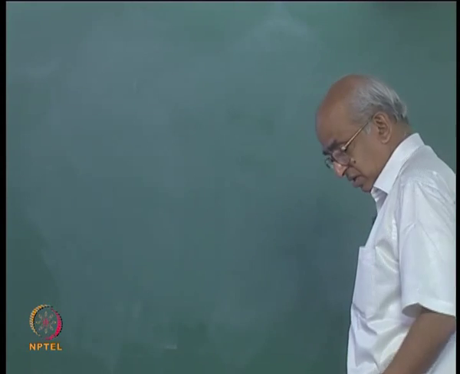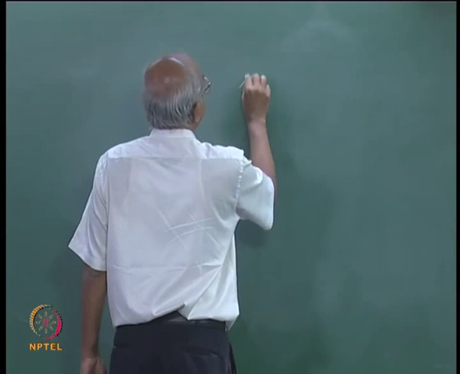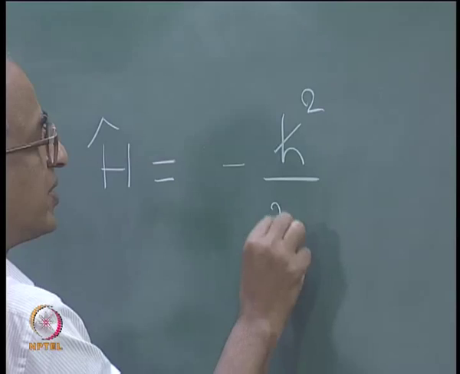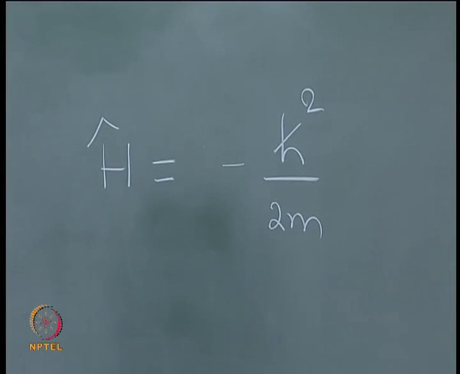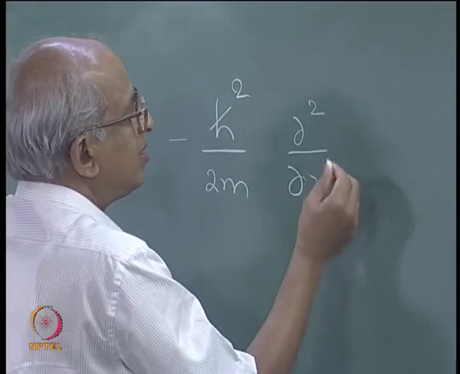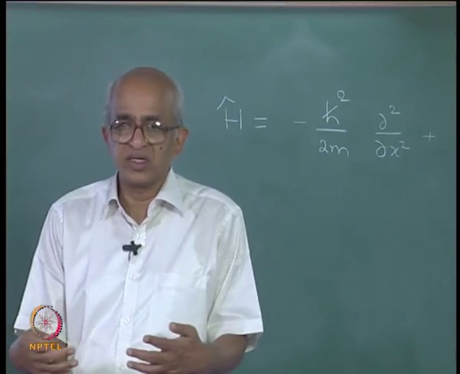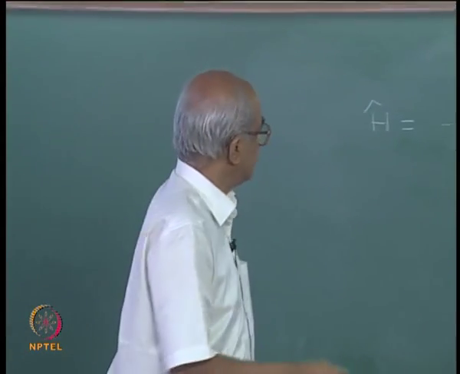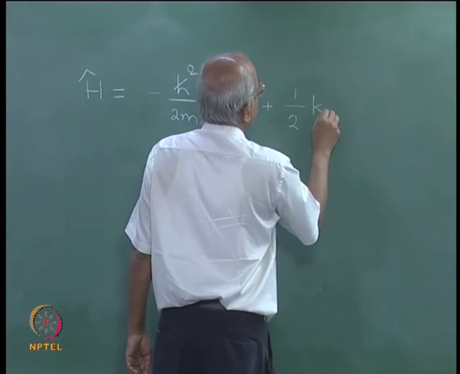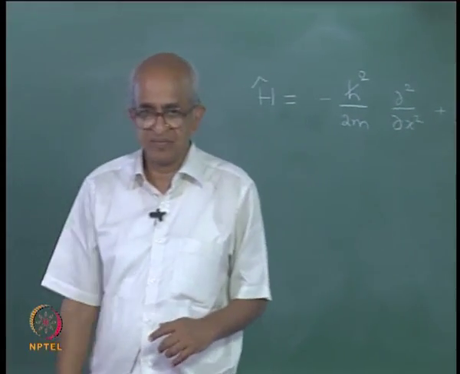So, if you think of the Hamiltonian operator for the harmonic oscillator, we saw that the expression for it is minus h cross square by 2m, dou square upon dou x square. This comes from the kinetic energy of the particle. In addition to that, we have the potential energy in the Hamiltonian operator, and for a harmonic oscillator the potential energy is 1 by 2 k x square, where k is known as the force constant for the harmonic oscillator.